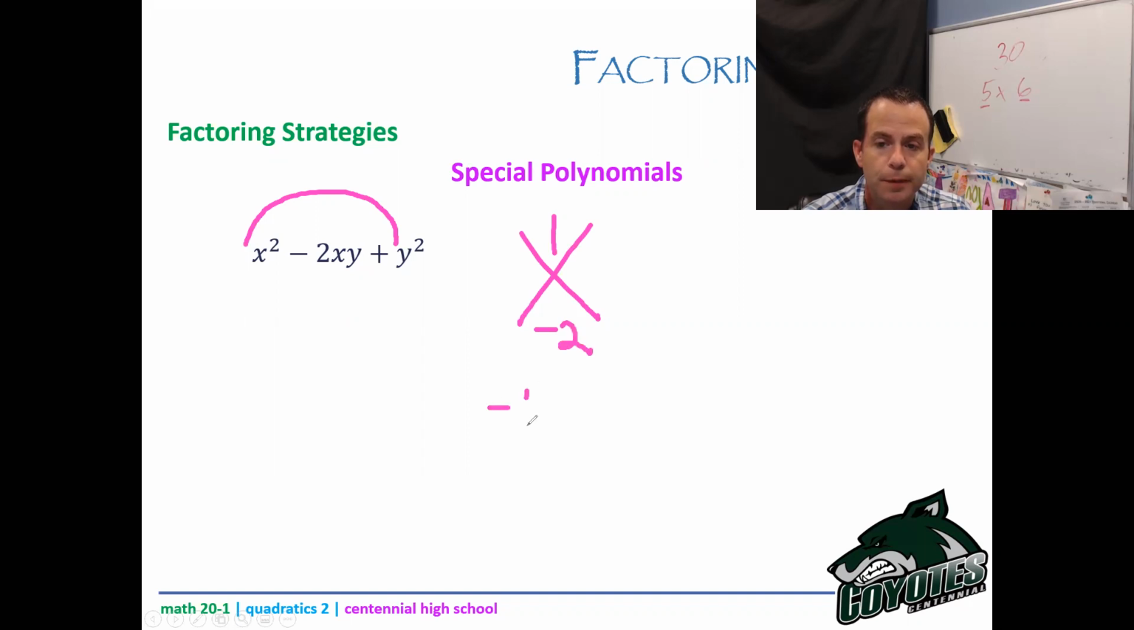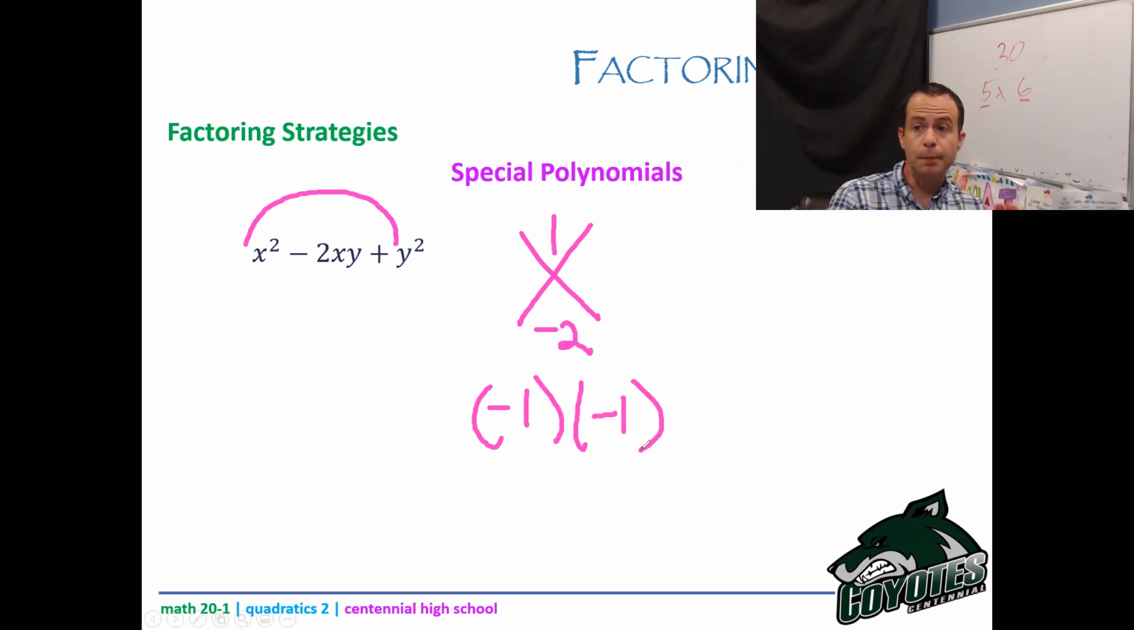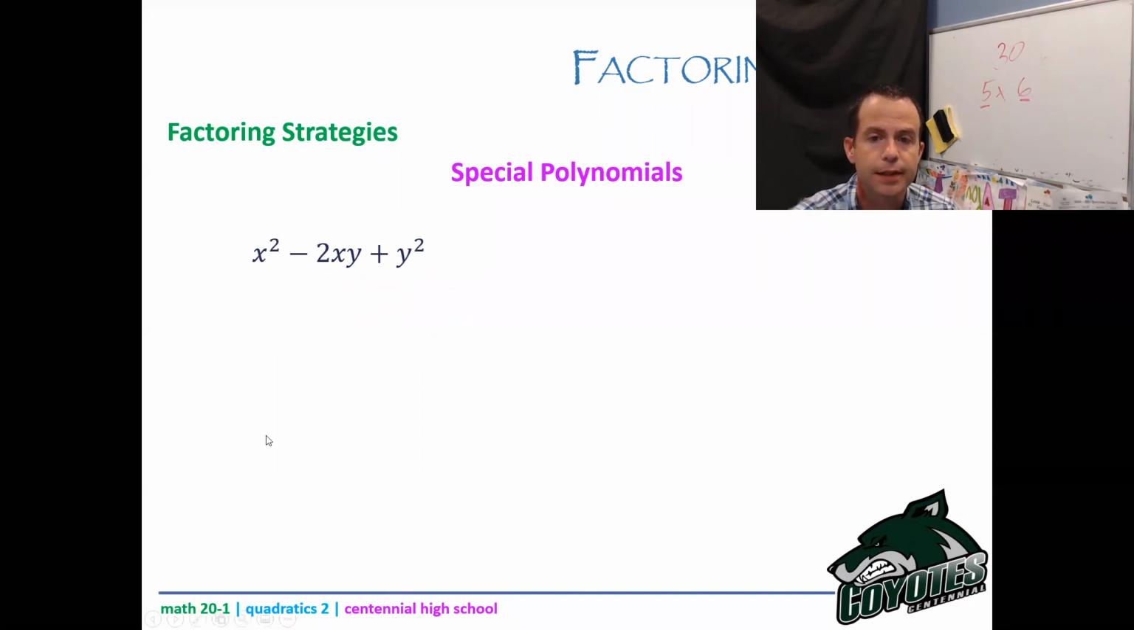Those two numbers would be negative 1 and negative 1. If I add negative 1 and negative 1 together, I would get negative 2. But if I multiply negative 1 by negative 1, I get positive 1. Okay, so I'm going to break this term down. Remember now, that term is xy. So when I break it down, both of my terms have to have the xy in them. So it'll be negative xy and negative xy when I break it down. So that's going to look like this.